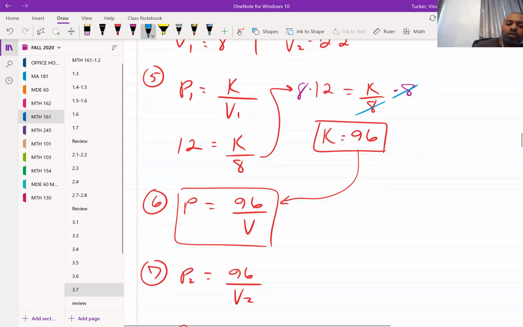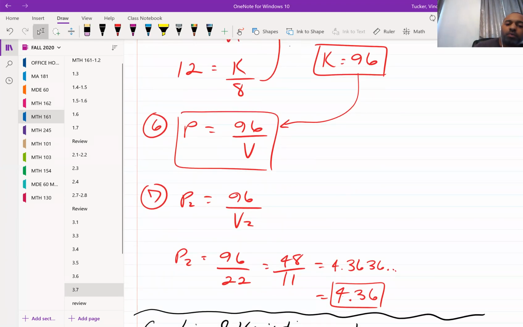All right, so now we can go ahead and solve for P when V is 22, and that's our answer. All right, questions.